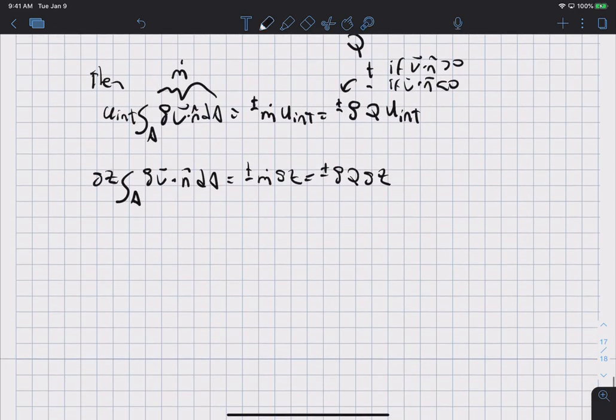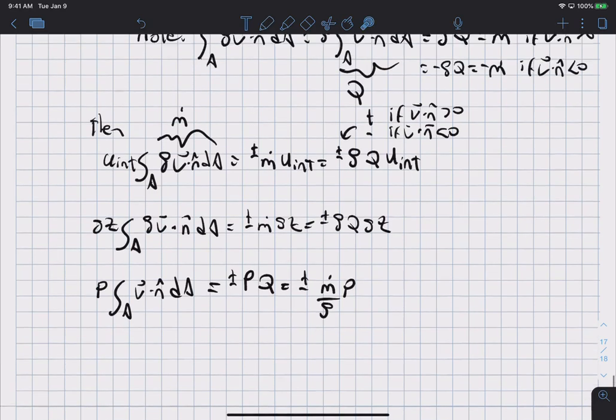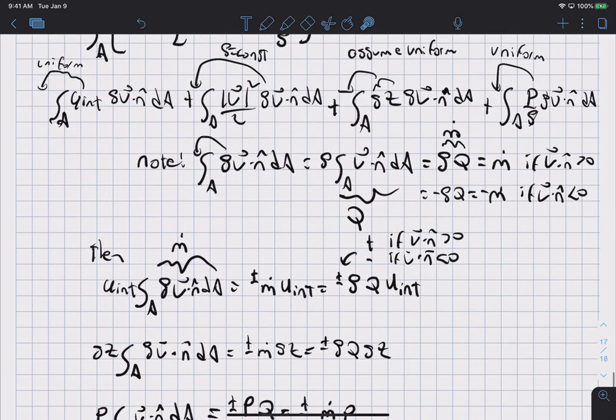Okay, and now for the pressure, we have P times the integral over the area of v dot n hat dA. Well, that equals plus minus P times the volumetric flow rate, because this integral here is just the volumetric flow rate, and that equals plus minus m dot over rho times the pressure. Okay, so we know we have most of these integrals now. So we've done this integral, and this integral.